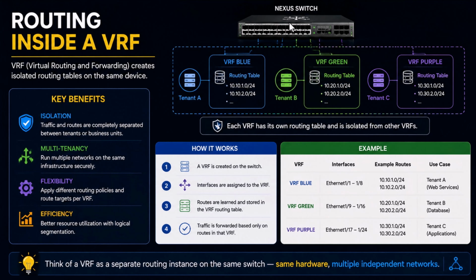It can also be used for business unit separation, management networks, shared devices, or security zones. Traffic does not automatically move between VRFs. If communication between VRFs is required, it has to be designed intentionally using route leaking or another controlled method. So the easiest way to think about VRF is one physical switch, multiple independent logical routes.